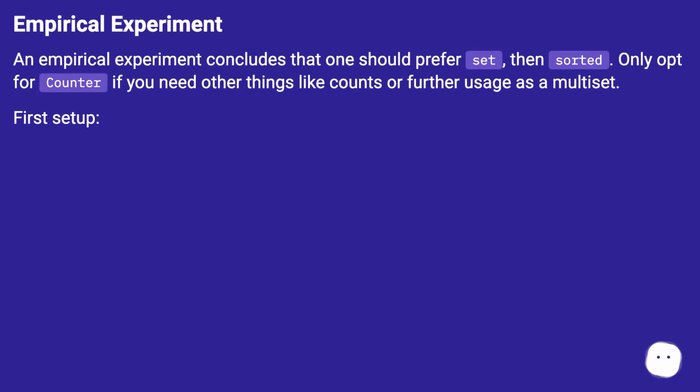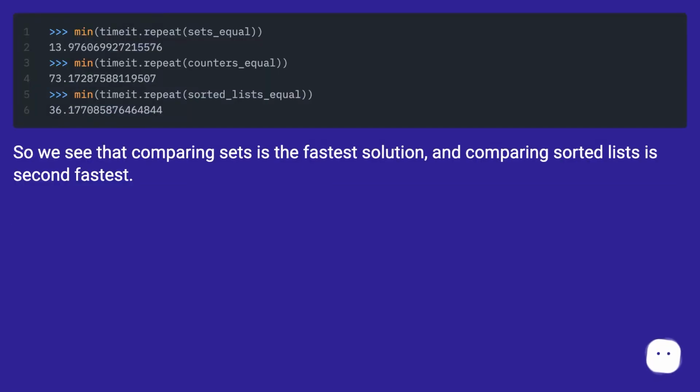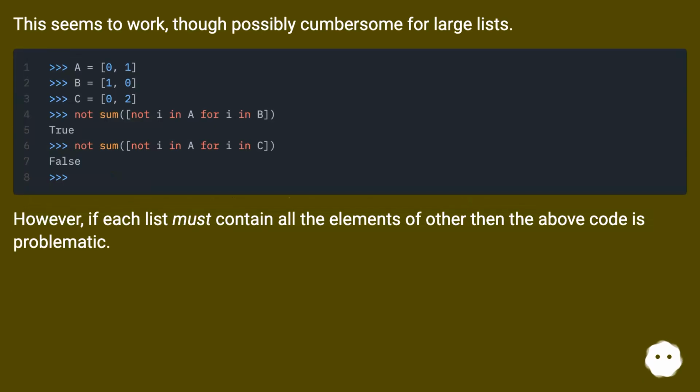First, setup. And testing. So we see that comparing sets is the fastest solution, and comparing sorted lists is second fastest. This seems to work, though possibly cumbersome for large lists.